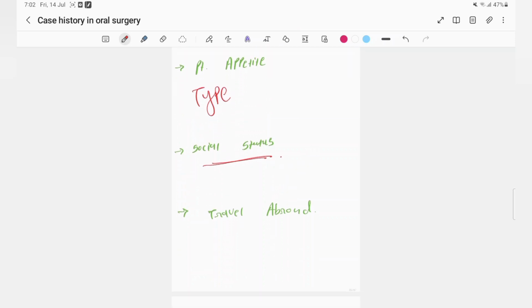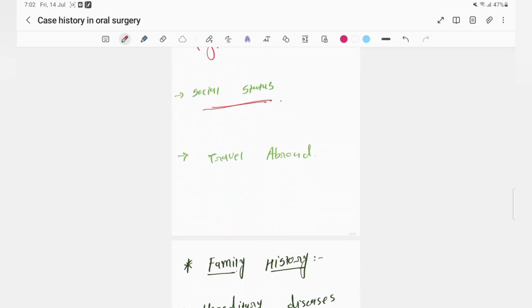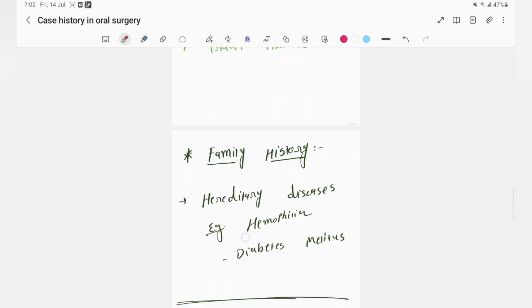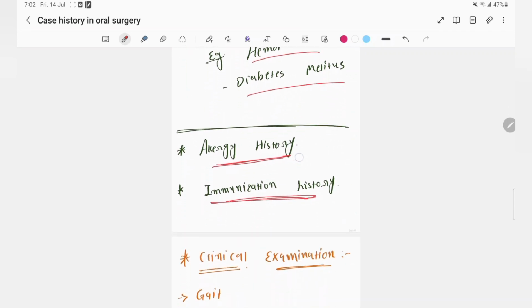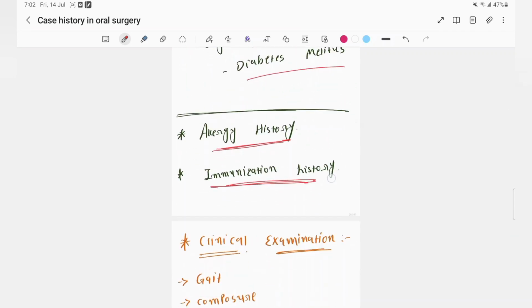Then you have to record a travel abroad history, because in a very tough time like COVID, we have to take a travel abroad history because it is possible that the patient may suffer from an infection from abroad. Then noting of family history. Why are we taking family history properly? To check any hereditary diseases, for example hemophilia and diabetes mellitus. Other than this, you have to see any allergy history to drugs or any food, then you have to record immunization history. Now, this was all about recording a case history.